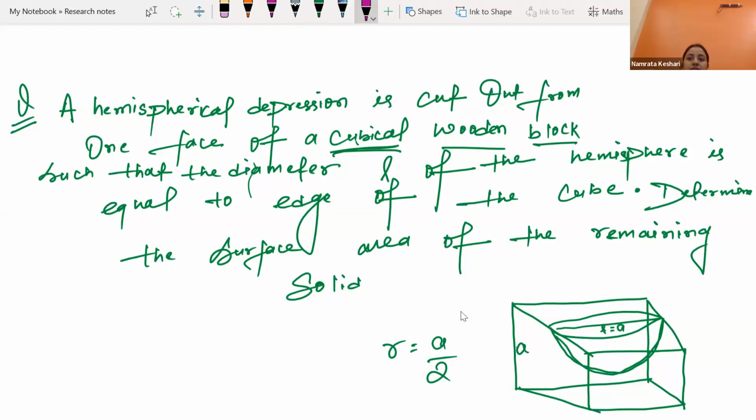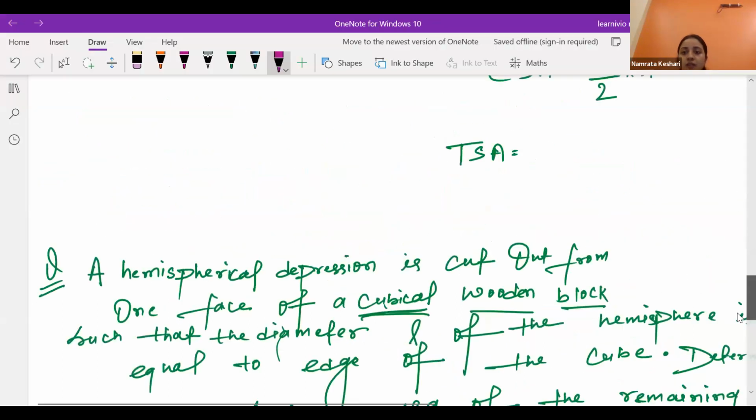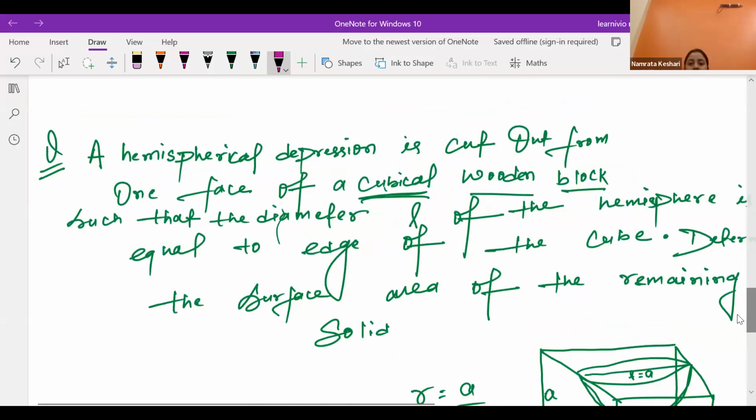Yes, everyone? Ma'am, will it be TSA of cube plus the CSA of hemisphere minus the base? Yes, it will be, like the question we did last time, the previous one. Yes, it will be.